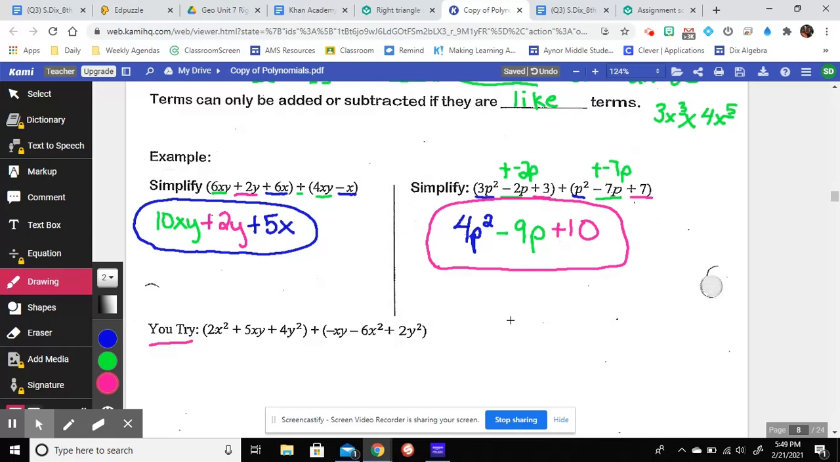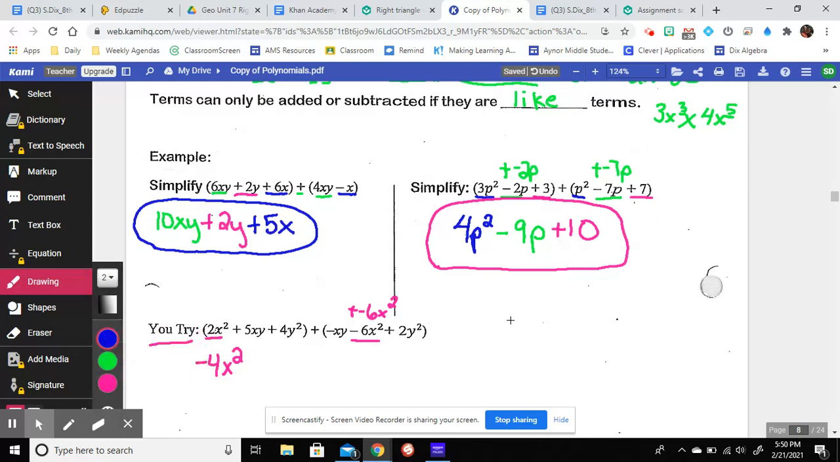Hopefully you paused the video like I asked, so we're going to go over and check your answer. So we've got 2x squared and minus 6x squared with a plus sign in between. So 2 plus, remember you could do keep, change, and make that negative 6. So 2 plus negative 6 is negative 4x squared.